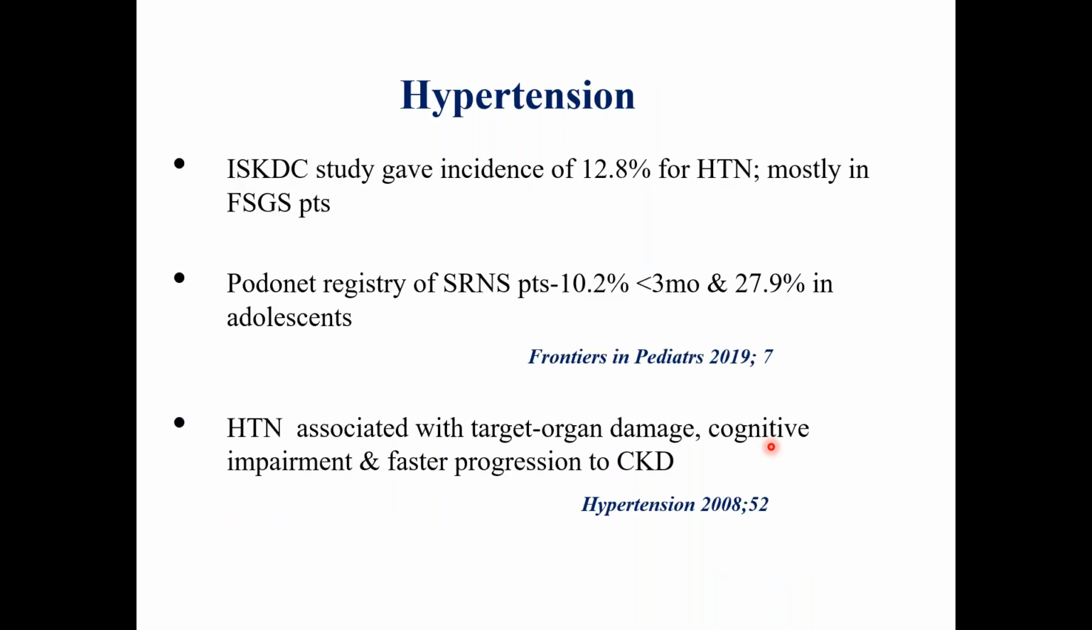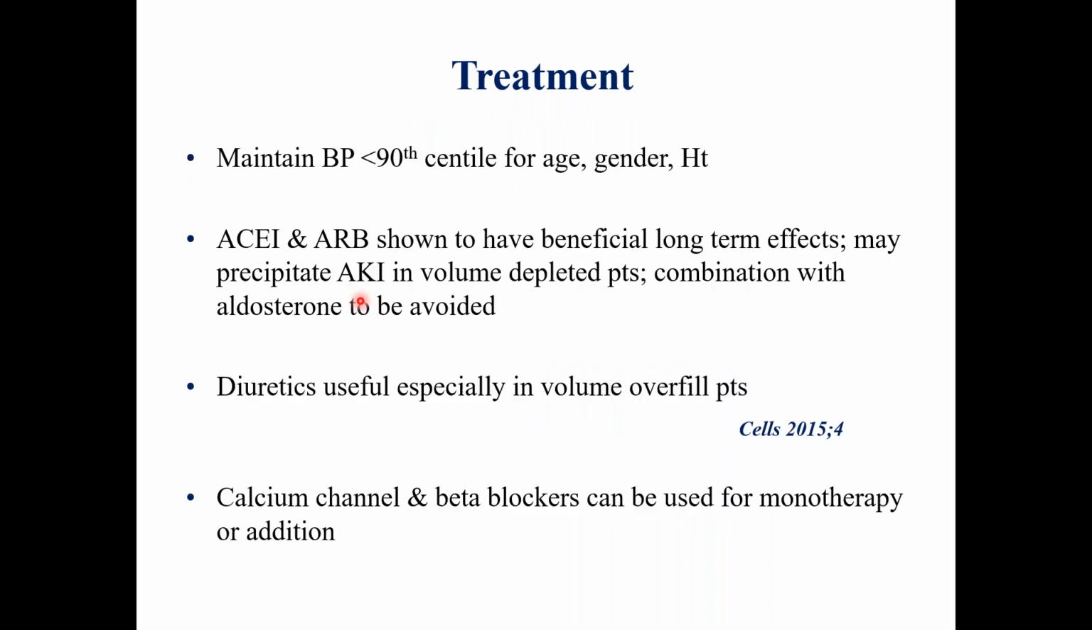Hypertension in these patients: well, the incidence of hypertension is around 12 to 15%, and it usually happens in patients with focal segmental glomerulosclerosis. The aim is to maintain the blood pressure below the 90th centile for the age, gender, and height. The best antihypertensive for this group of patients is ACE inhibitors or ARBs, but a combination of ACE and ARBs should be avoided because it can precipitate hyperkalemia.